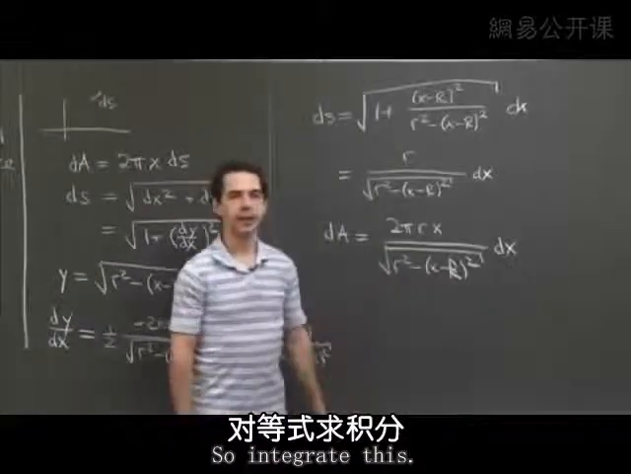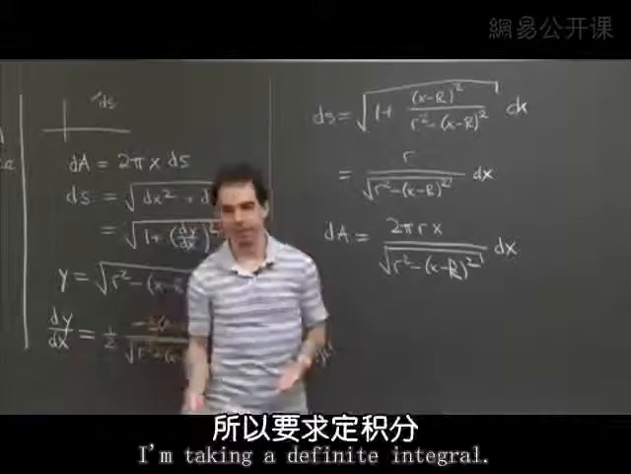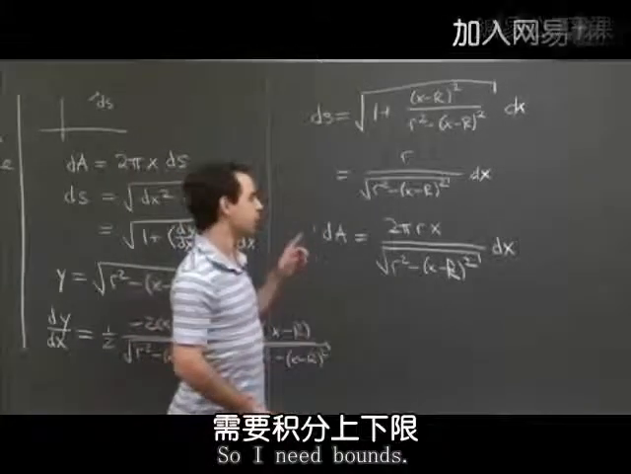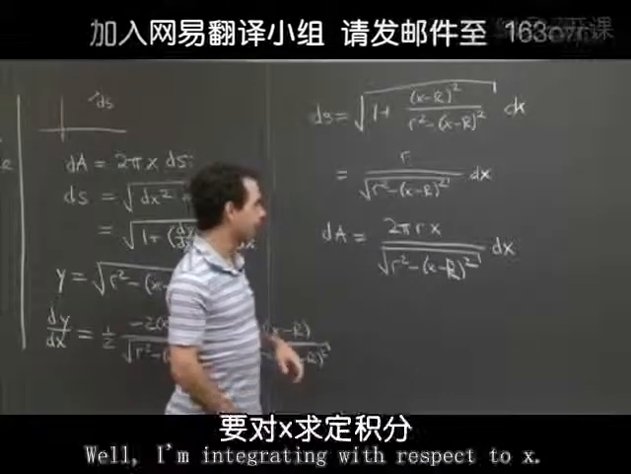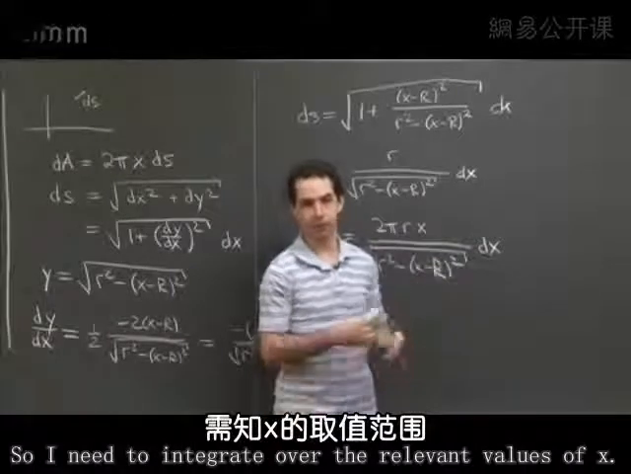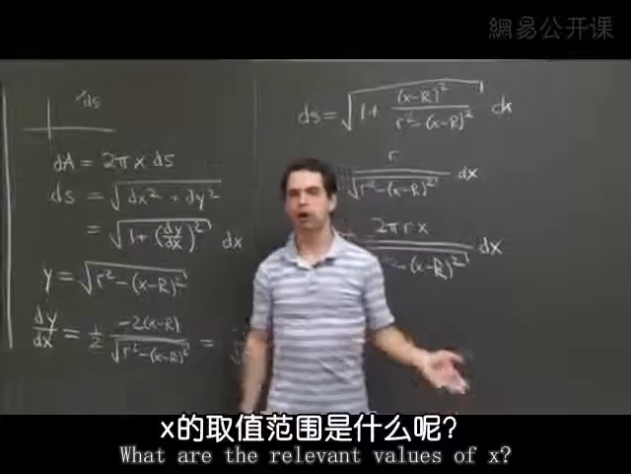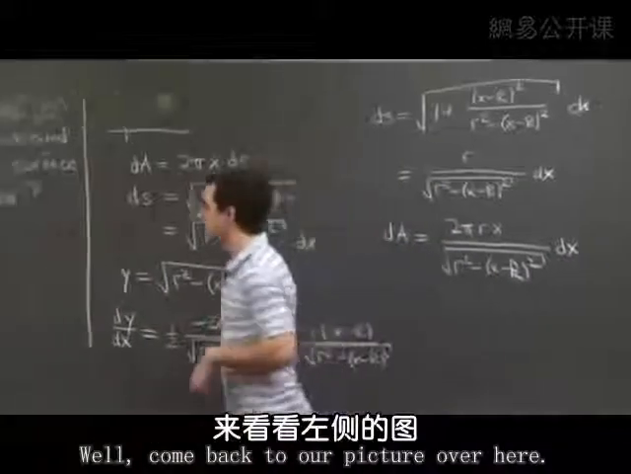So integrate this, but of course I'm expecting a number out at the end. I'm taking a definite integral, so I need bounds. Well, what bounds do I need? Well, I'm integrating with respect to x, so I need to integrate over the relevant values of x. What are the relevant values of x? Well, come back to our picture over here.